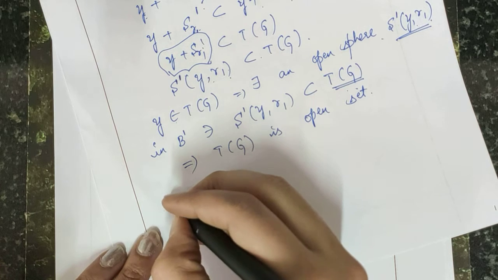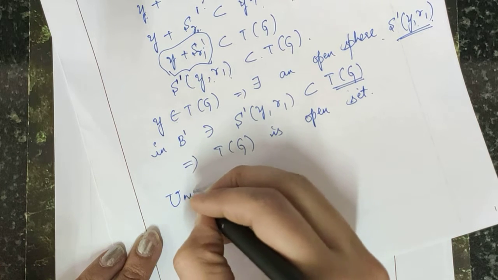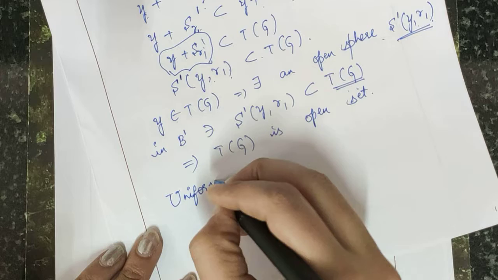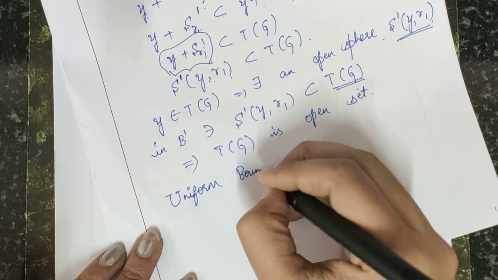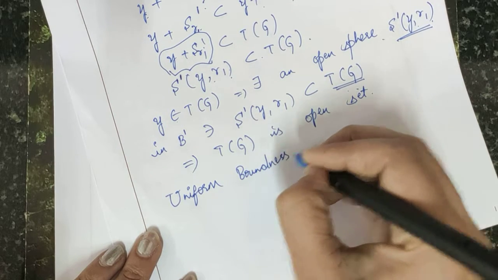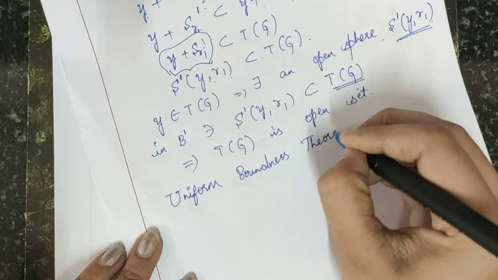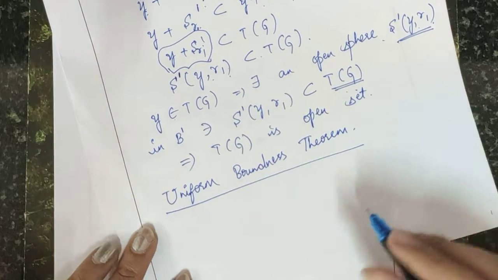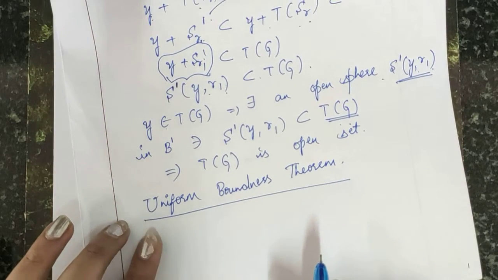Now take this as an assignment. You have to prove the uniform boundedness theorem. This theorem is an assignment for you.